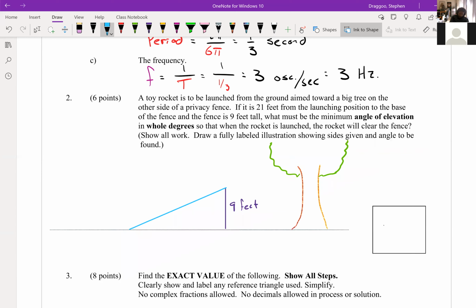All right, and we know what else. This distance down here, measured from here to here, that's 21 feet. That's how far away from the fence we are. We want the minimum angle of elevation necessary to clear that fence.